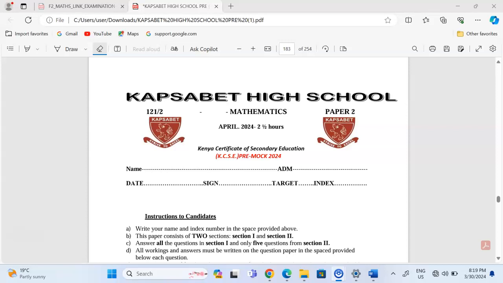We're going to continue with the Kapsabet High School Mock Paper 2 Mathematics.